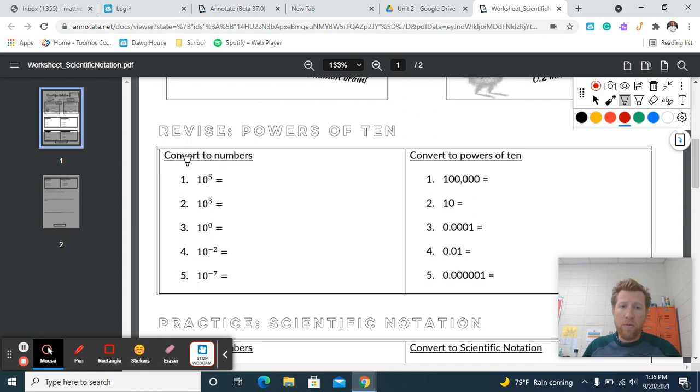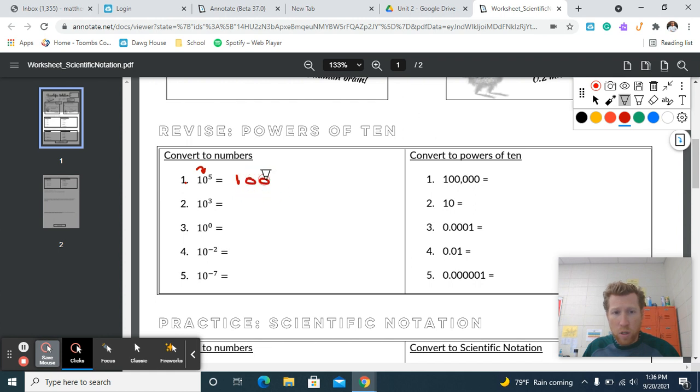If we were to convert what we have right here into numbers, here's a real simple way. Whatever the raised power is, that will be how many zeros there are. So for example, 10 raised to the fifth power means that there are 5 zeros. So I'm going to count off 5 zeros: 1, 2, 3, 4, and 5. Okay? Pretty simple.